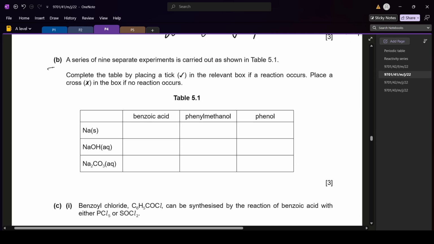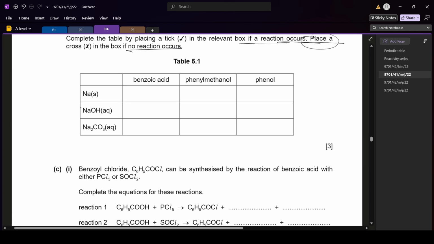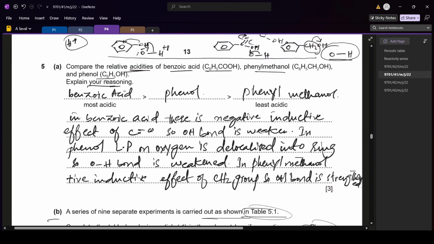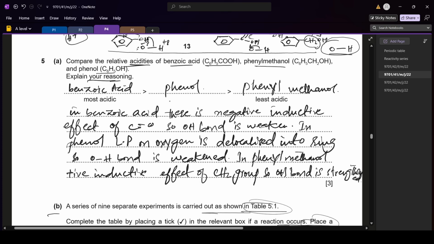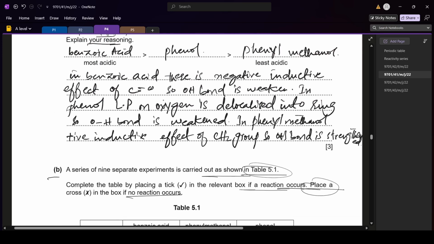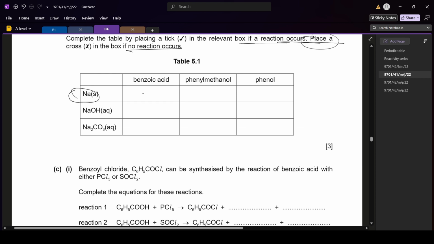Part B, a series of 9 separate experiments is carried out as shown in table 5.1. Complete the table by placing a tick in the relevant boxes if a reaction occurs, and a cross in the box if no reaction occurs. So, sodium with benzoic acid. Benzoic acid is an acid, and acid reacts with metals to form hydrogen gas. So yes, the reaction will occur.